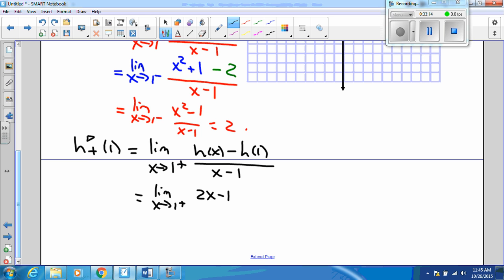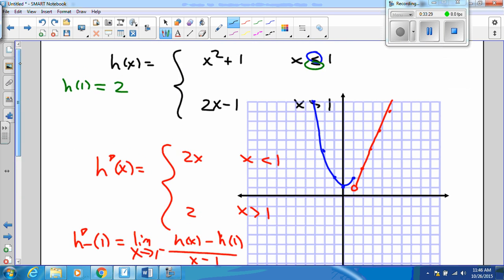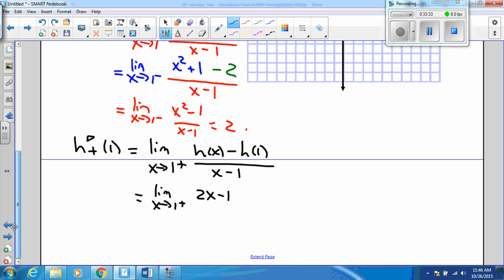And what is h of 1? Notice I did not say for this piece what is h of 1. What is h of 1 as defined? x squared plus 1. Do we have a value for it? 2. We computed that value right up here so that we would not lose track of what it is. It is 2.